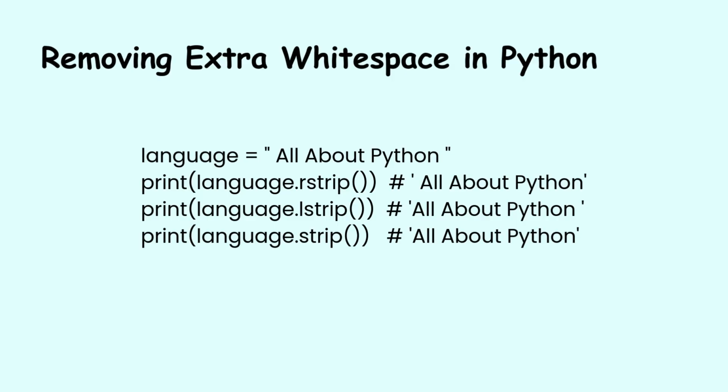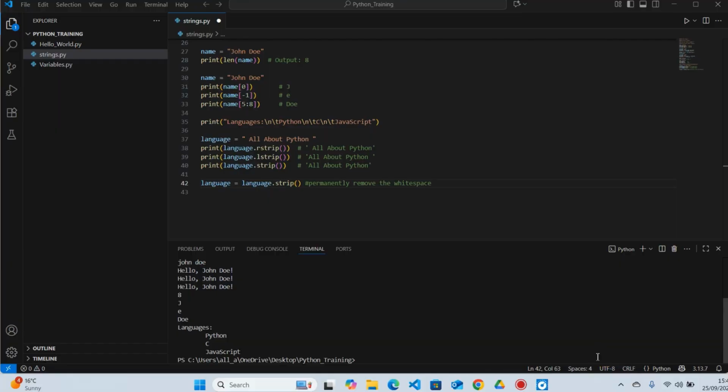There are 3 methods you'll want to know. rstrip removes whitespace from the right side. lstrip removes it from the left. And strip removes it from both sides. Let's jump into the editor and take a look. Watch how each method trims the string differently.